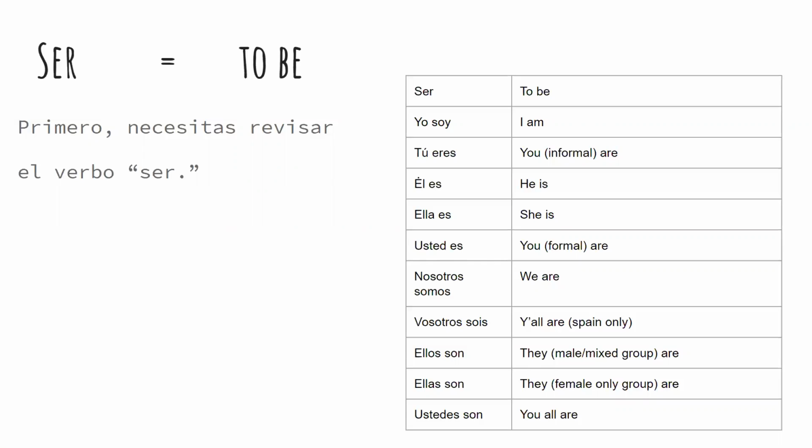To say you formal are, usted es. To say we are, nosotros somos. To say y'all are, vosotros sois. To say they are, if you're speaking about a male group or a mixed group of people, ellos son. To say they are, if you're speaking about a female-only group, ellas son. And to say you all are, you're going to say ustedes son. Remember that the vosotros form is really only used in Spain, so I don't require you to use it. I would just really like it if you're able to recognize it.